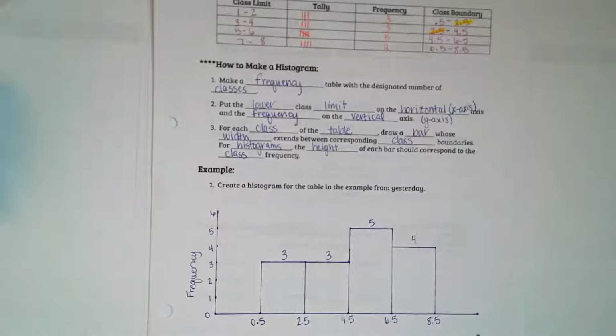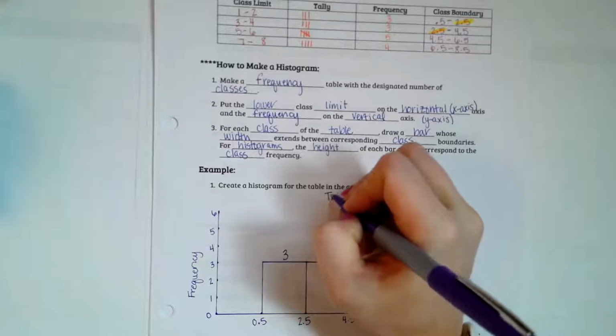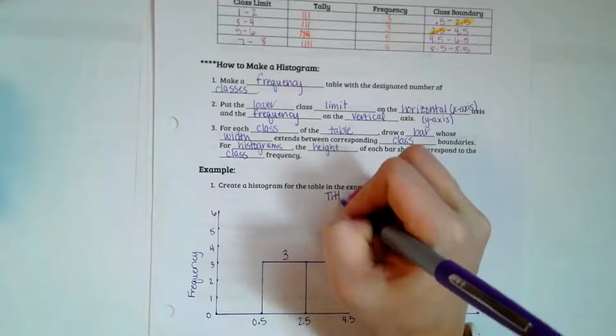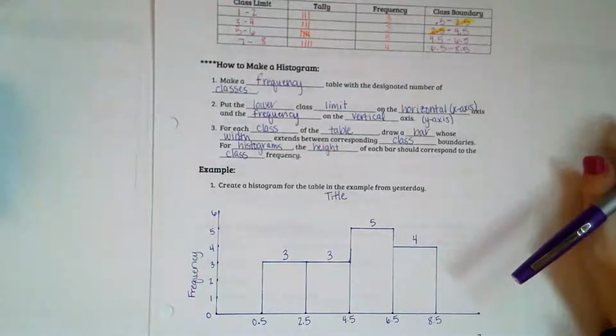Okay, and then the last thing that you will need is a title. Now, this was just random data. They didn't give you what that information was about. So I'm just going to put title here so that you remember it. But your title should actually have to do with your data.